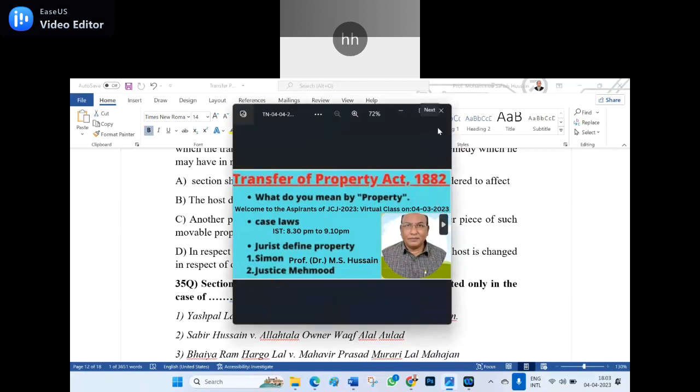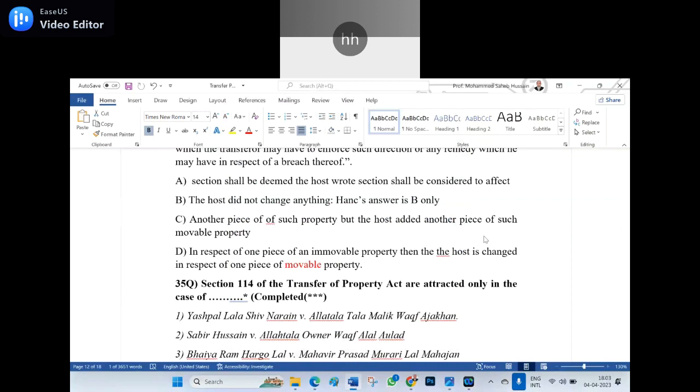Transfer of Property Act 1882. What do you mean by property? Welcome to the aspirants of JCJ 2023 virtual class on 4-3-2023, Indian Standard Time 8:30 PM to 9:10 PM. Juris defined properties, Simon, Professor Dr. M.S. Hussain, Justice Mahmood. Yes, that means you are with me and I am with you, both sailing in the same boat to reach the destination.